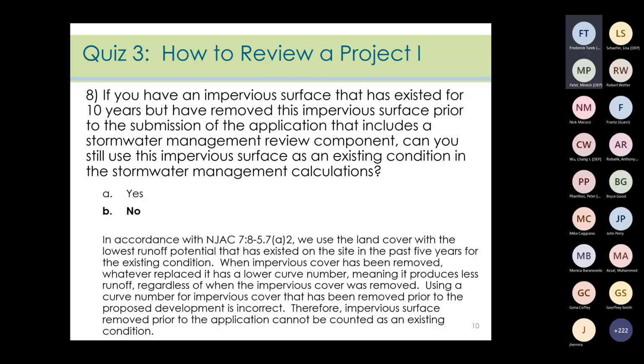So we use the land cover that has the lowest runoff potential that existed on site in the past 5 years for the existing condition. So if you remove impervious cover, anything you replaced it with is going to have a lower curve number, regardless of when that impervious cover was removed. So impervious surfaces removed prior to the application cannot be counted as an existing condition.